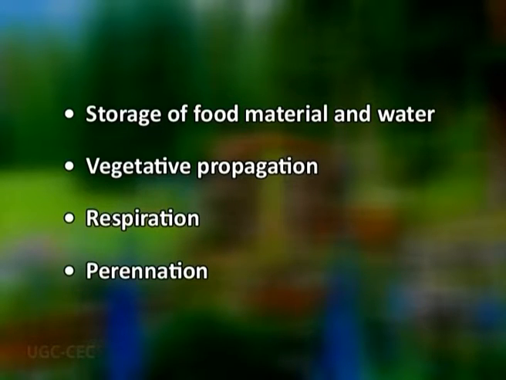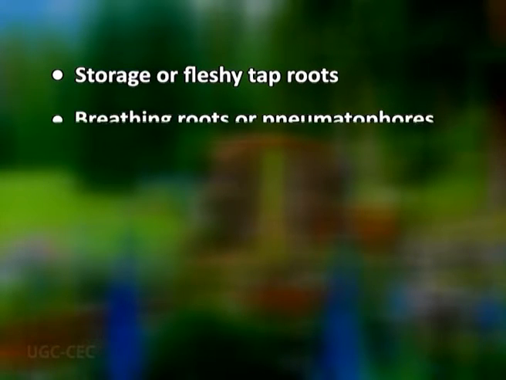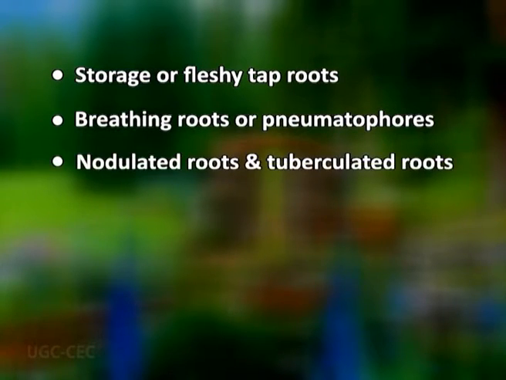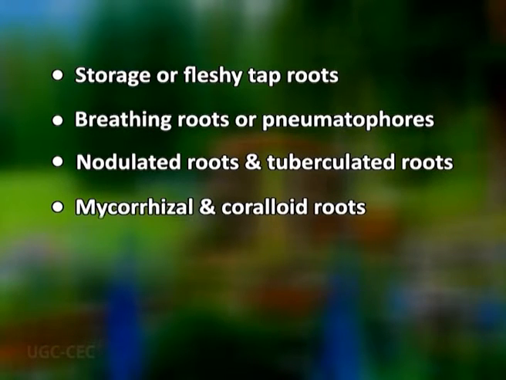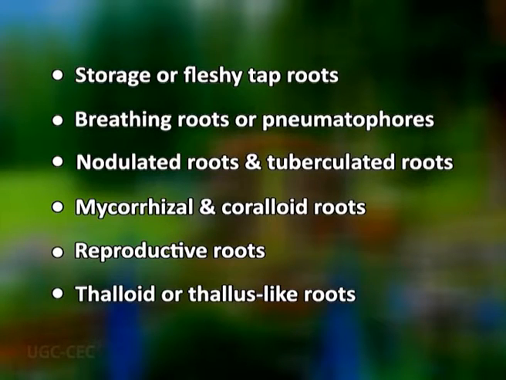Sometimes the normal taproots undergo modifications in order to perform additional functions like storage of food material and water, vegetative propagation, respiration, perennation, and other changes in form due to fungal and bacterial infections. Some modifications of taproots are storage or fleshy taproots, breathing roots or pneumatophores, nodulated roots or tuberculated roots, mycorrhizal or coralloid roots, reproductive roots, and thalloid or thallus-like roots.